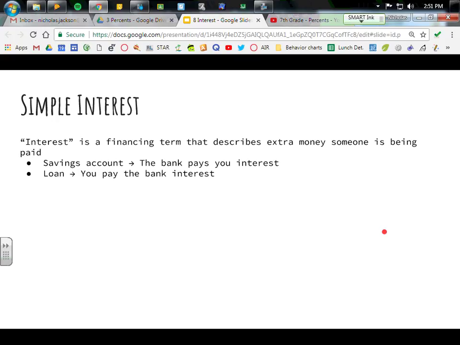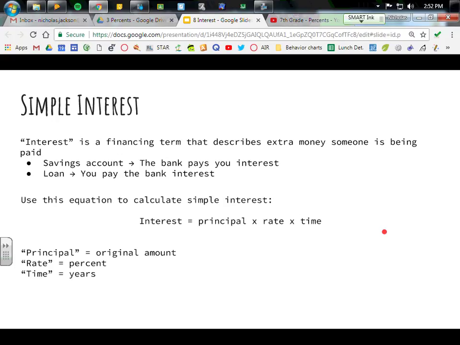Now, interest is a financing term that describes extra money that somebody is being paid, usually the customer or the bank. In the case of something like a savings account, the bank ends up paying the customer interest. In the case of somebody taking out a loan, let's say you take out a loan from the bank, you're going to end up paying the bank interest.